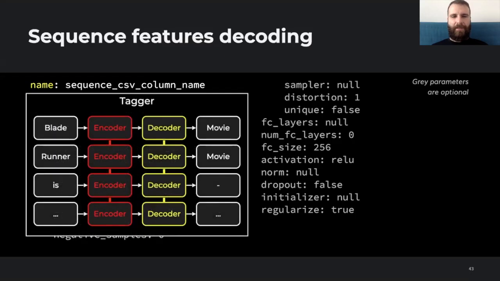The tagger assumes that the input is a sequence itself or a piece of text and provides a tag for each element of the input sequence. For instance, for text, you can tag entities in the text.